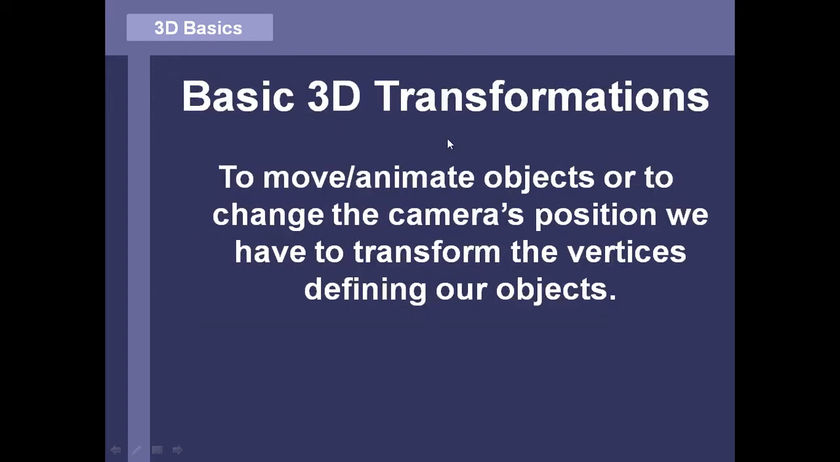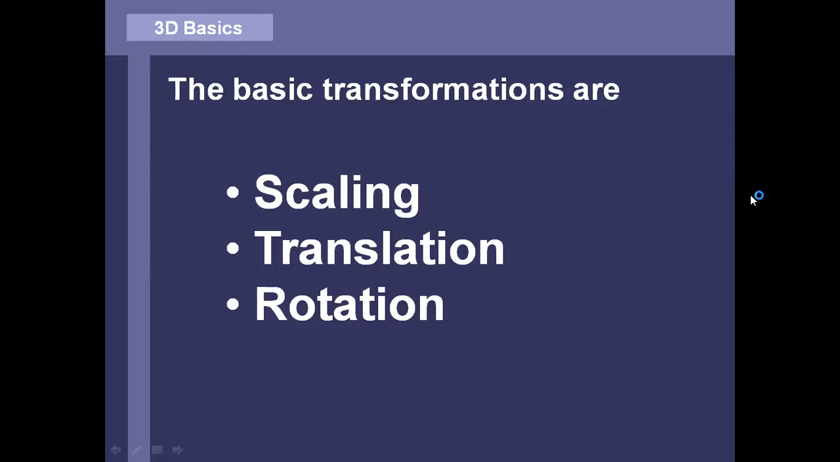And now coming to basic 3D transformation. As far as 3D basics are concerned, to move or animate objects, or to change the camera's position, we have to transform the vertices defining our objects. So there has to be a transformation of vertices. This comes under 3D transformations. So the basic transformations are scaling, translation, and rotation.